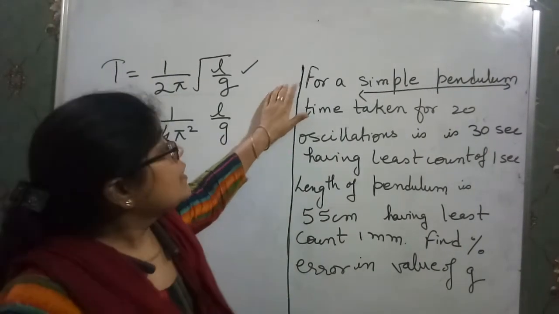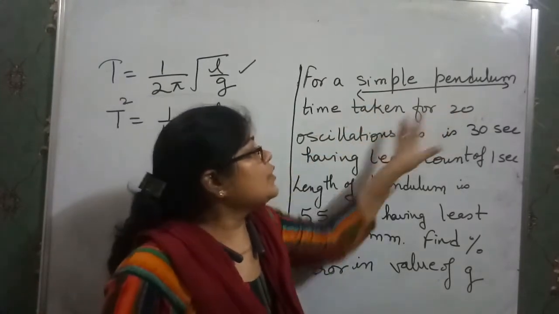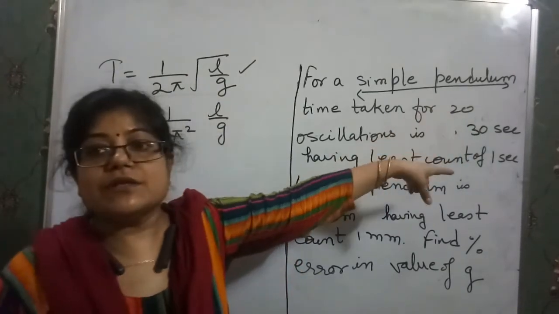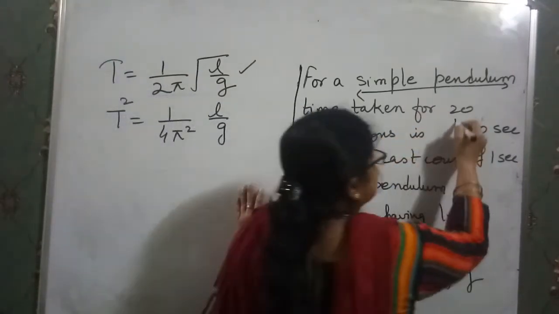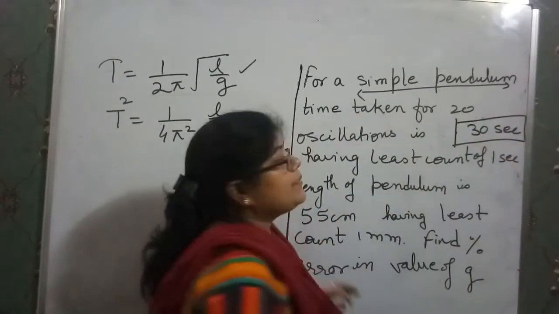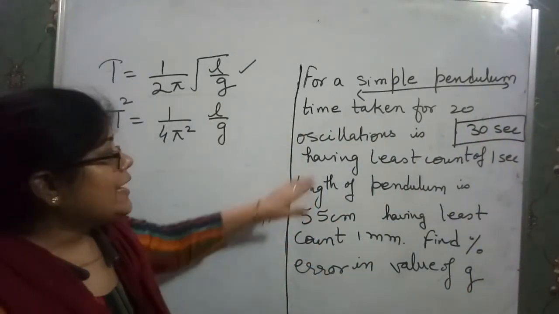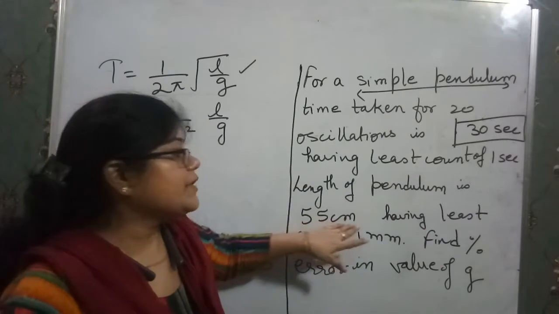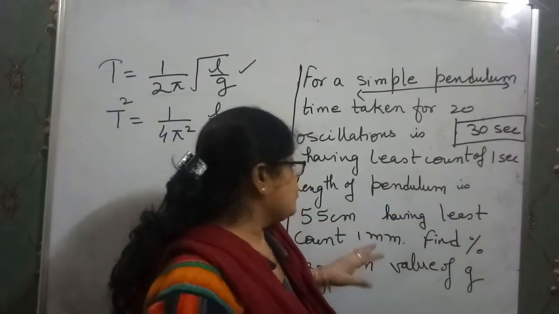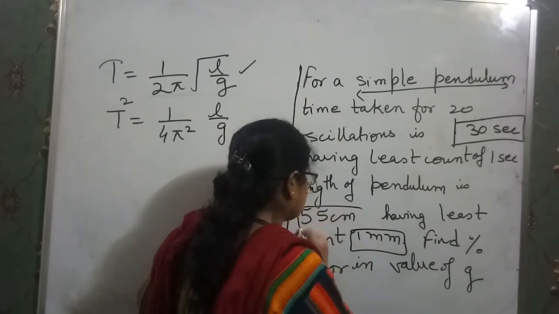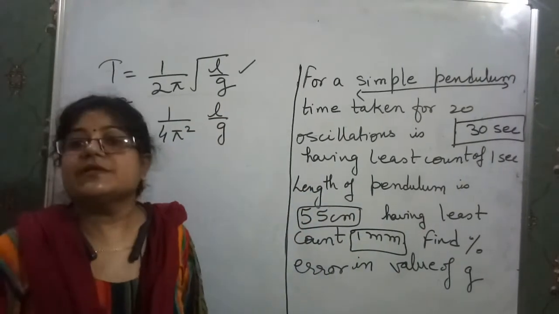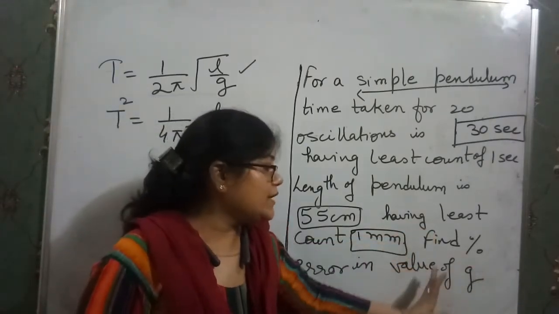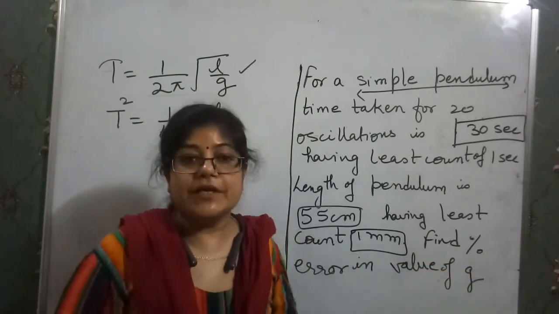Read it carefully. For a simple pendulum, the time taken for 20 oscillations is 30 seconds. That means in doing 20 oscillations, the pendulum takes 30 seconds, having a least count of 1 second. Now the length of the pendulum is 55 centimeter, having a least count of 1 millimeter. Actually this least count is very important in finding the percentage error. Now find the percentage error in the value of g. That means we have to find the percentage error in the value of gravity.